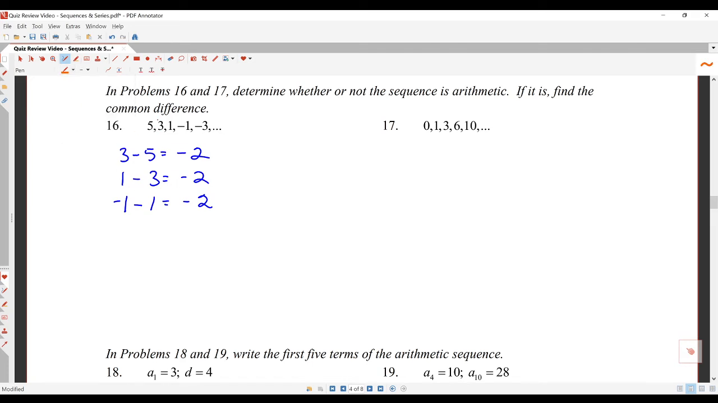You could also look here at the terms themselves and just say, hey, from 5 to 3, we take away 2. From 3 to 1, we take away 2. From 1 to -1, we take away 2. From -1 to -3, we take away 2. Either way is fine, but just make sure you're showing me that work. So this is arithmetic, and our common difference is that -2.